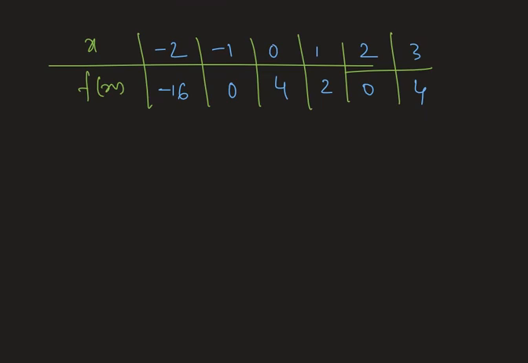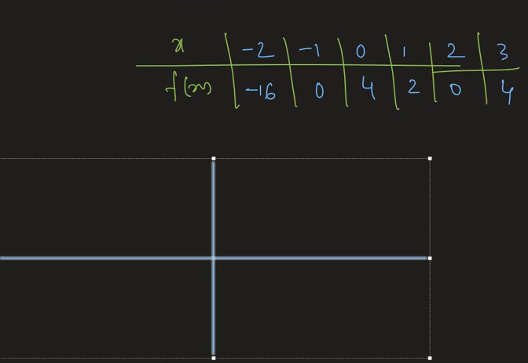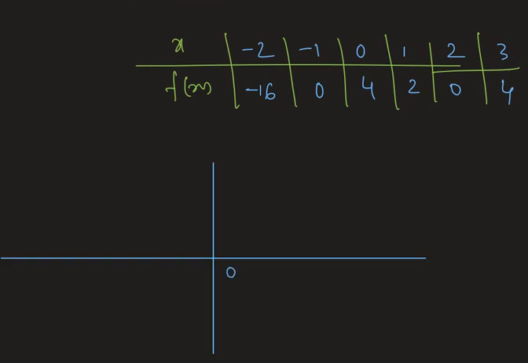Now we have to draw the required graph. So first of all, take the coordinate axis. So this is the required coordinate axis. This is the origin, this is the y-axis, this is the x-axis. Now take some individual points like minus 1 on the x-axis, plus 2 on the x-axis.